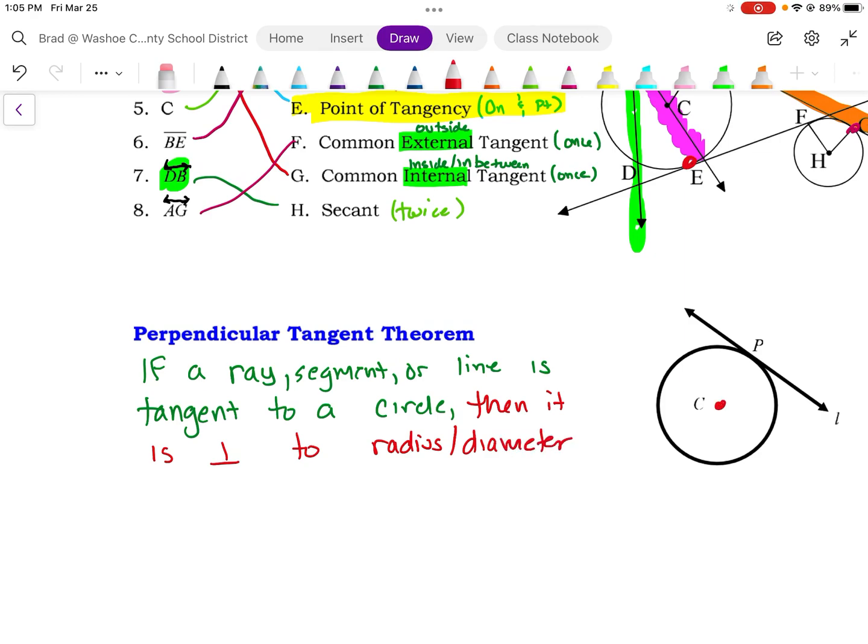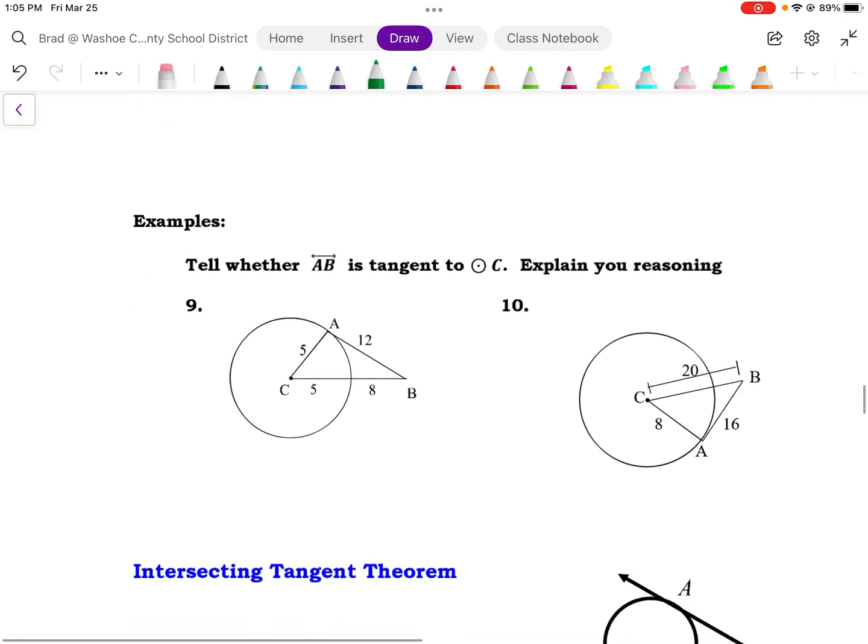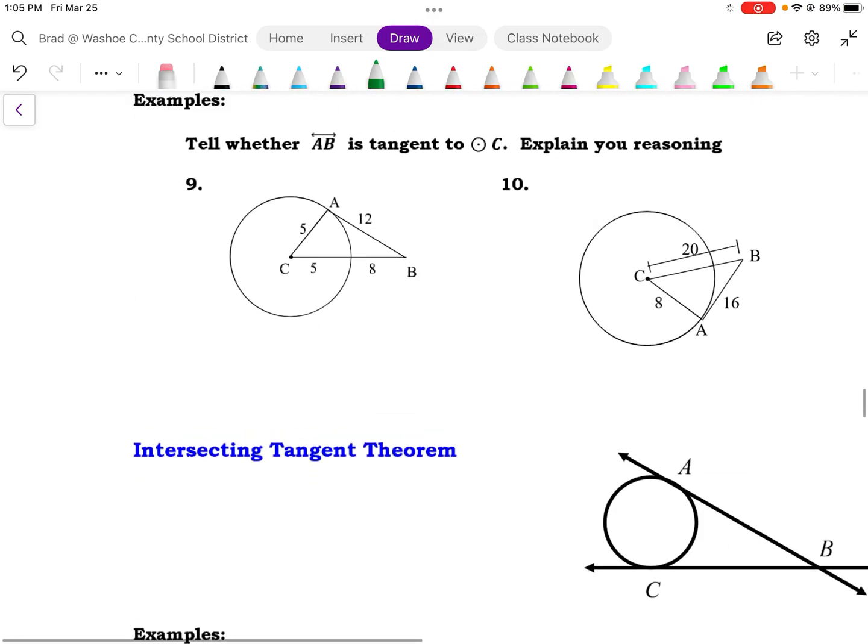So if this is my center C, then it becomes perpendicular right there. So if it's tangent at P, then we're going to say it's perpendicular. Now, why we care is that many times that means we're going to look right here at a right triangle. So perpendicular, this lovely shape right here, is also going to mean a squared plus b squared equals c squared. So let's keep that fresh and ready to go.